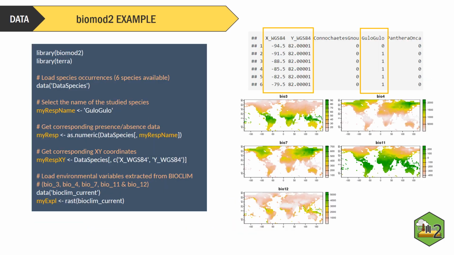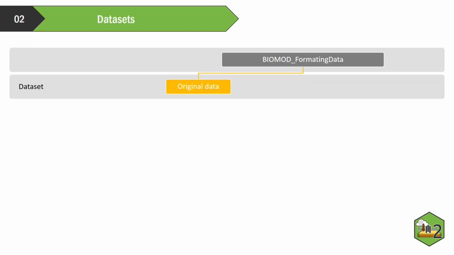We will use the biomod2 example data, which contains both coordinates and occurrences for 6 species at the world scale, and environmental variables extracted from WorldClim. We will carry out the example with the Gulo gulo species, but do not hesitate to try with another one. The first step is to gather and format our data into a standardized object that will be understood by all biomod2 functions. This is done through the BIOMOD_FormatingData function, and here is a detail of the different types of relevé dataset you can provide.